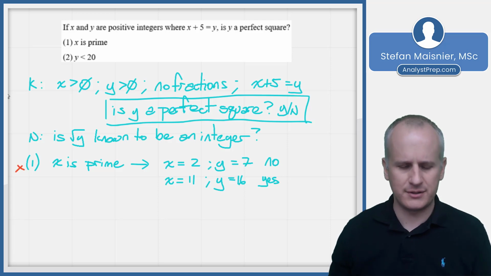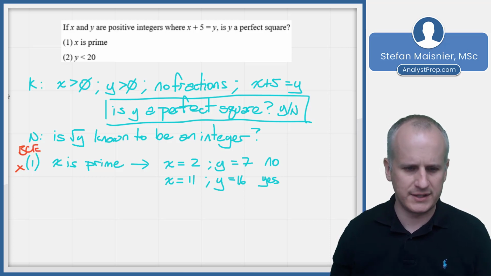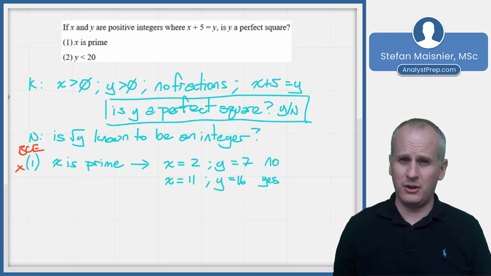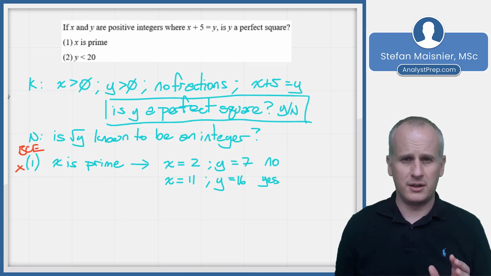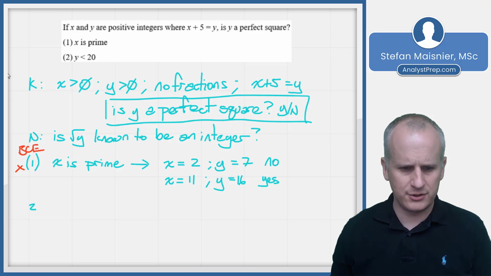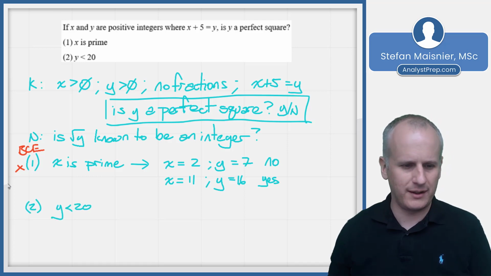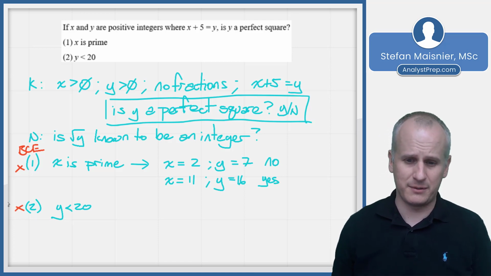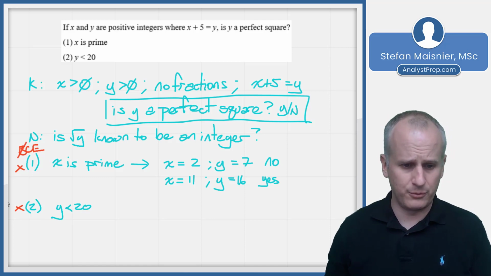So we eliminate condition 1 as being sufficient on its own, and we're down to our options of B, C, or E once again, because condition 1 alone doesn't work, nor will each alone work because 1 itself doesn't work. So now we go to condition 2, and that tells us that Y is less than 20. Well, this is relatively obviously not going to be sufficient because Y could be any number of things, and a prime is included in that. So we can eliminate choice B.